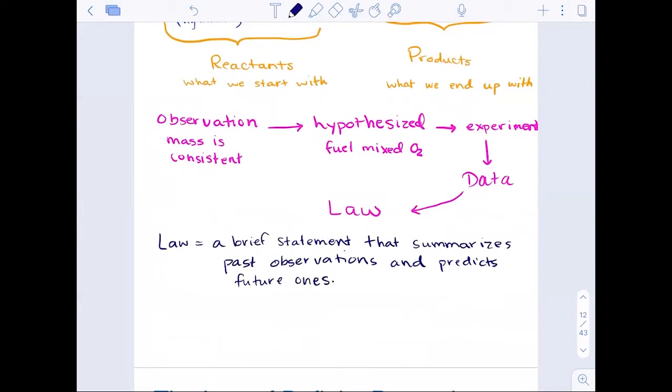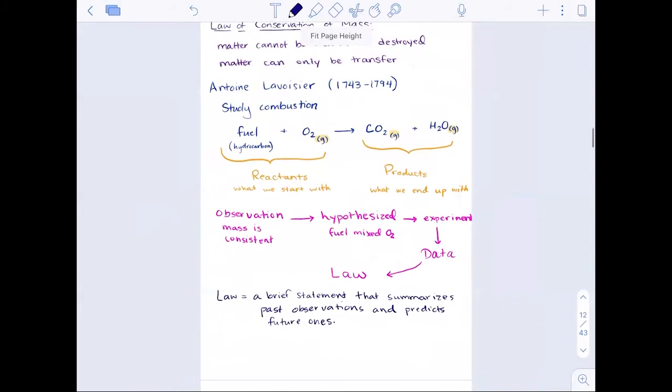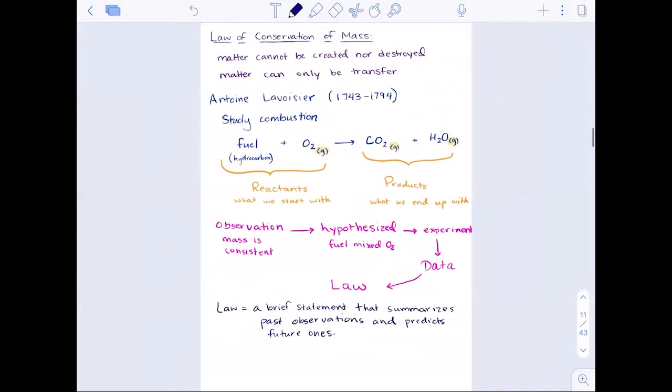So the law of conservation of mass says this. We'll scroll back up there. Matter cannot be created nor destroyed, but it can be transferred. We can see that every single time we do a reaction.